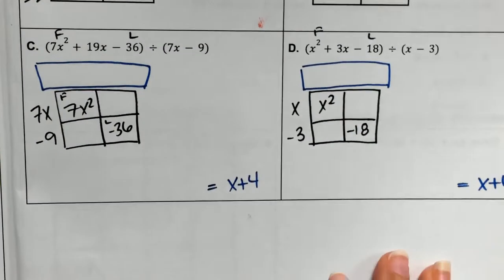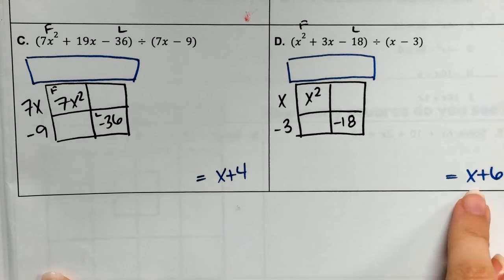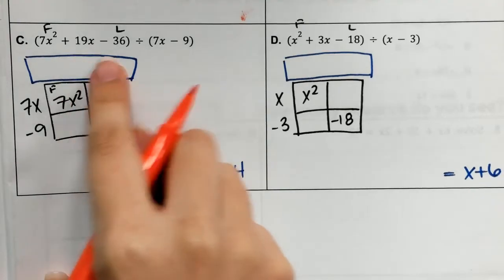Try the last one on your own. Here's what you should get. x plus 4, x plus 6. And you'll fill these out at the top.